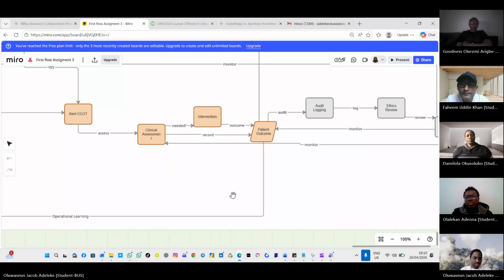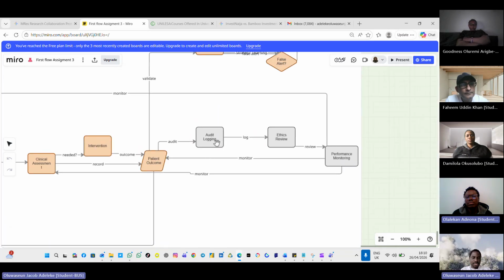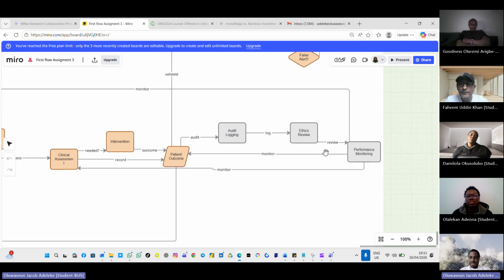After the patient outcomes, after all the intervention and the clinical assessment, we enter what we call a governance phase. We have audit logging and ethics reviews. What they do is to ensure transparency. The performance monitoring continues and is sent back to the clinical assessment.